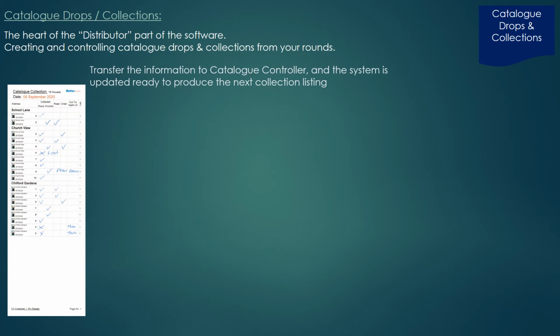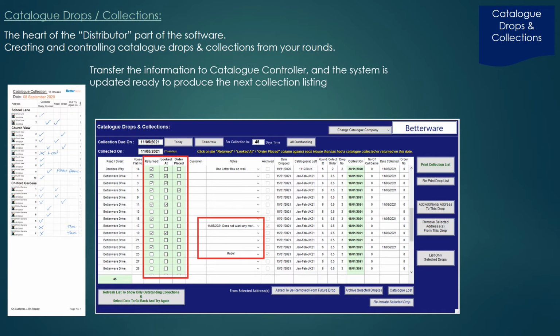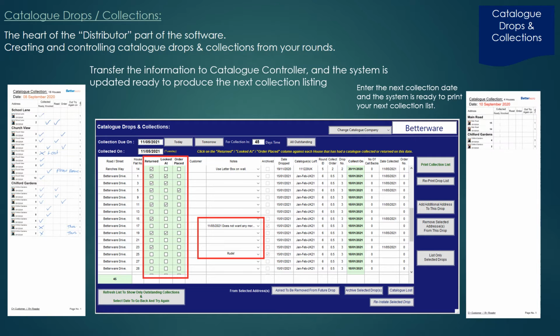Once we have finished collecting our catalogues, we can then enter our results back into our system, indicating which catalogues were returned, which catalogues were looked at, which catalogues had orders placed against them. We can then tell the system the date that we're going to go back and try and retrieve the catalogues we were unable to collect, and then this will print a new collection list on that given date.